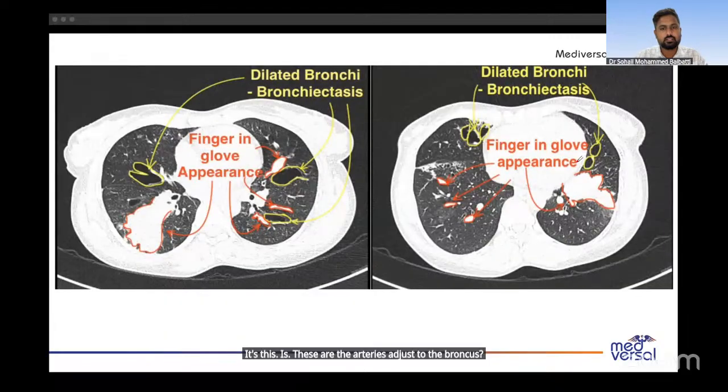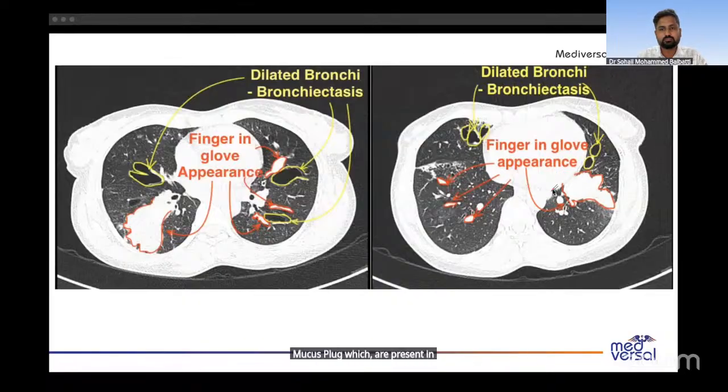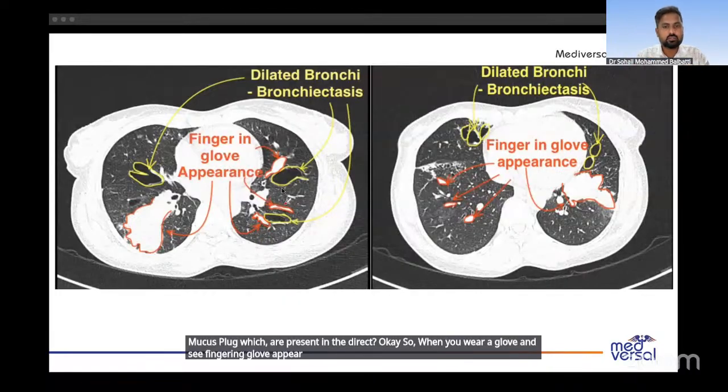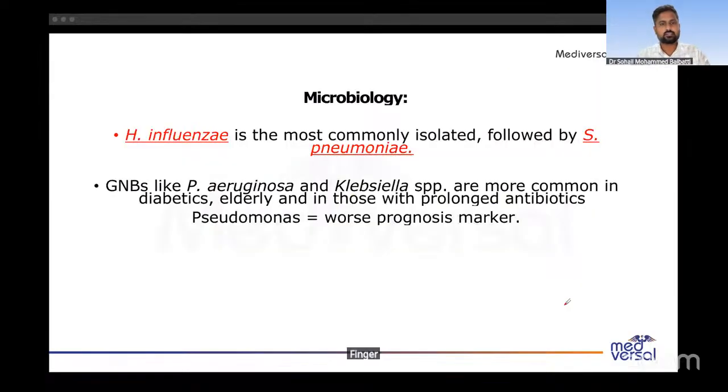As I already mentioned, this is an image of finger in glove. These are all dilated bronchi, in yellow color, and you can see the finger in glove. These are mucus plugs present in the dilated bronchi. When you wear a glove and see the finger in glove appearance, it's similar to that. So when the dilated bronchi are filled with mucus plug, it is seen in that situation. So mucus plugging is one of the causes of this finger in glove appearance.